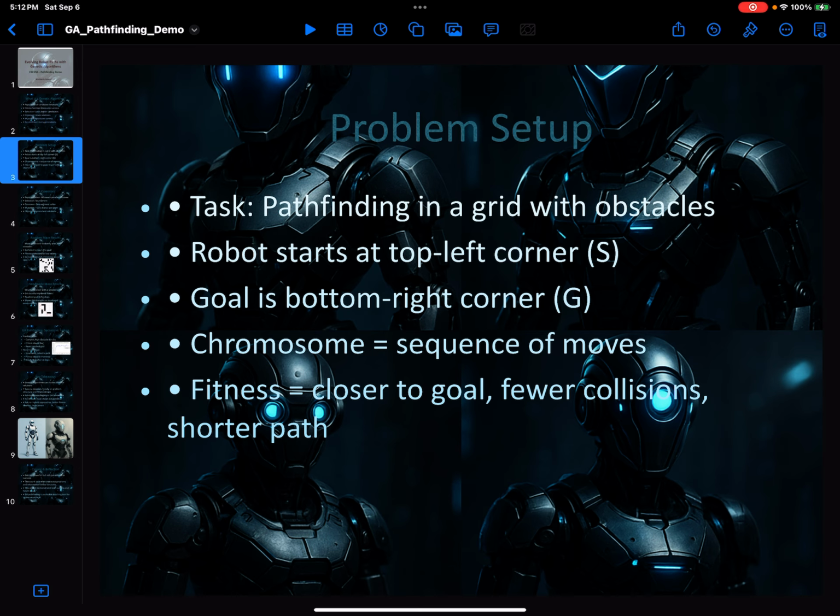For this project, I applied a genetic algorithm to a pathfinding problem. Imagine a robot in a grid world filled with obstacles. The robot starts in the top left corner marked S, and the goal is in the bottom right corner marked G. Each candidate solution is a sequence of moves like up, down, left, or right. The fitness function rewards solutions that end closer to the goal, penalizes collisions, and gives a big bonus for reaching the target.